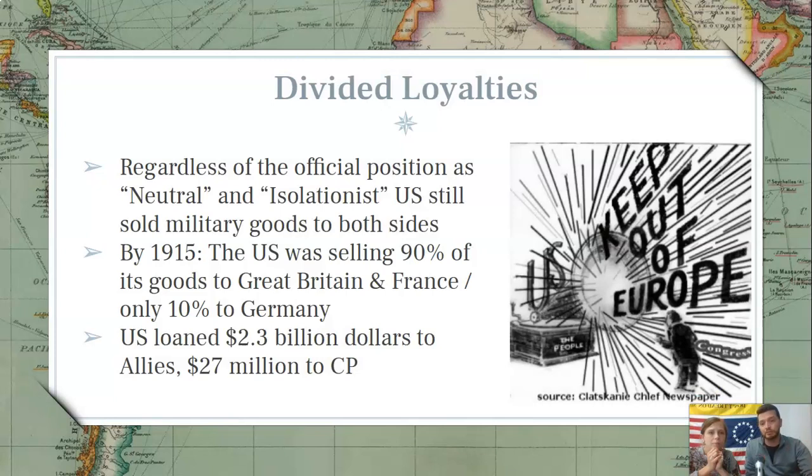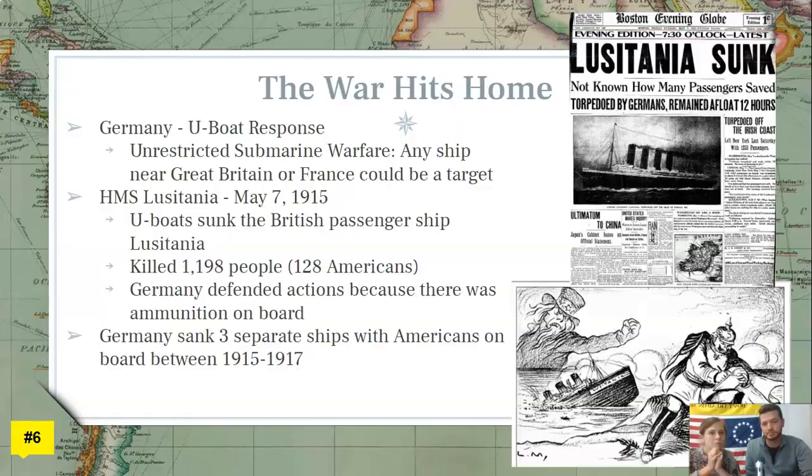Again, the official position of neutrality and isolationism is there, but we still kind of help both sides, which is really not neutral. We had sold about 90% of goods to Great Britain and France and only about 10% to Germany, so you can kind of tell where our loyalties lie. And we did loan $2.3 billion to the Allies and $27 million to the Central Powers. But again, definitely favoring the Allies.